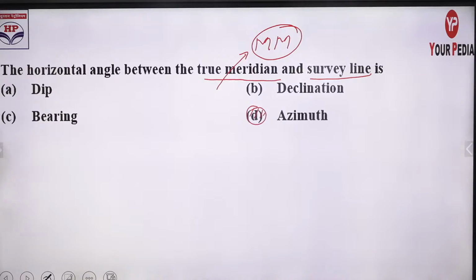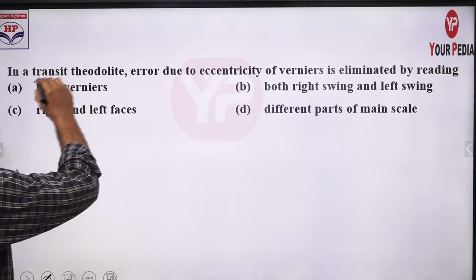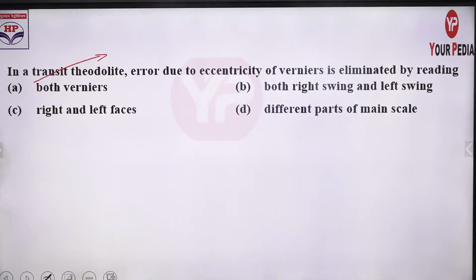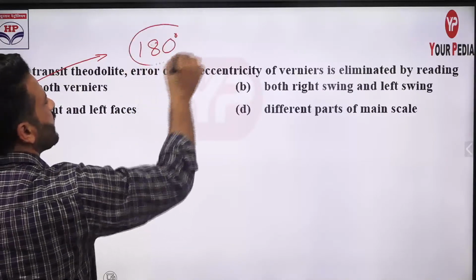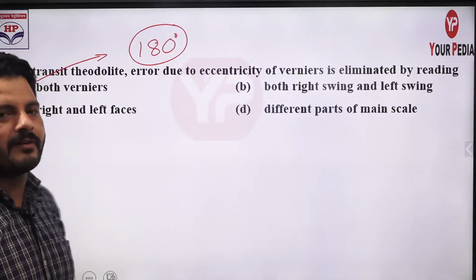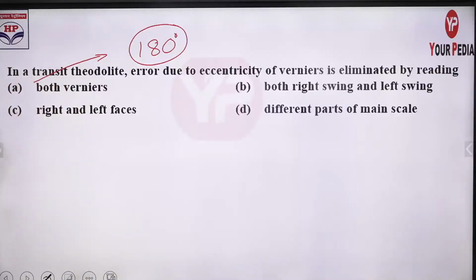So let's proceed. In the next question: in a transit theodolite, the error due to eccentricity of verniers is eliminated by reading what? First of all, have a look at the meaning of transit theodolite. Transit theodolite means that your telescope can be rotated through 180 degrees. It means your eyepiece can be converted into the objective, and your objective can be converted into the eyepiece. So we have a transit type theodolite.